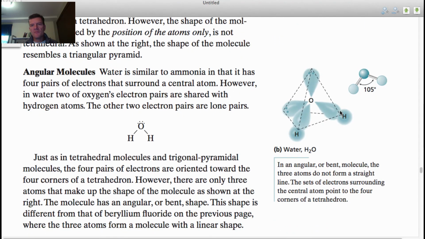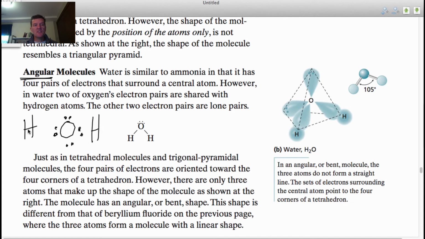Okay? Here's one that you must know, the bent shape, or angular or bent. I call it bent. But here, let me do it with water. We have oxygen. Oxygen is in group 16, so 1, 2, 3, 4, 5, 6. Okay? It has 6 valence electrons. Hydrogen has 1. So it comes in here, and it comes in here.